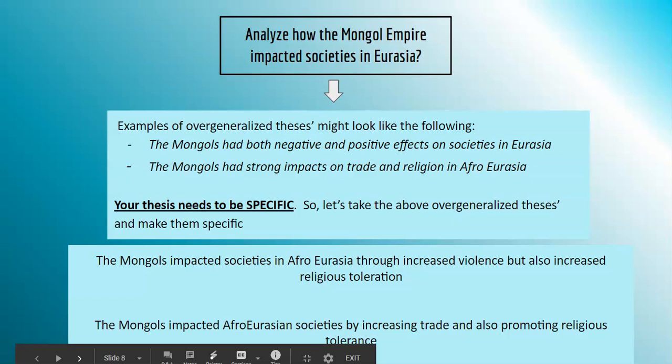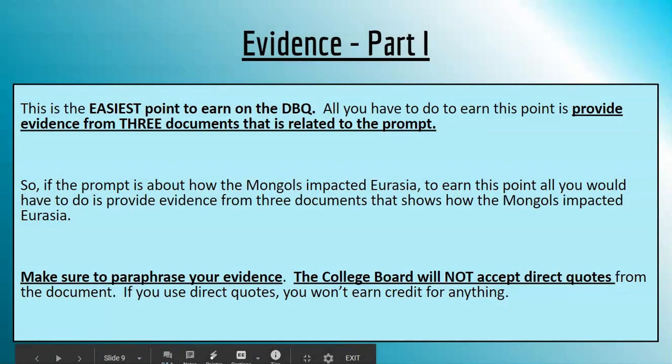So after you're done with contextualization and after you're done with thesis, now it's time to start looking at the evidence points. And you can earn 2 evidence points for the DBQ. The first evidence point is the easiest point to earn on the entire DBQ. All you have to do to earn this point is provide evidence from 3 different documents that is somehow related to the prompt. So if your prompt is how the Mongols impacted Eurasia, all you have to do is find evidence in 3 documents that somehow connects to either the Mongols or Eurasia. It doesn't even have to do a good job supporting your thesis. It just has to relate to it. Easiest point ever to get. Usually everybody gets this point.